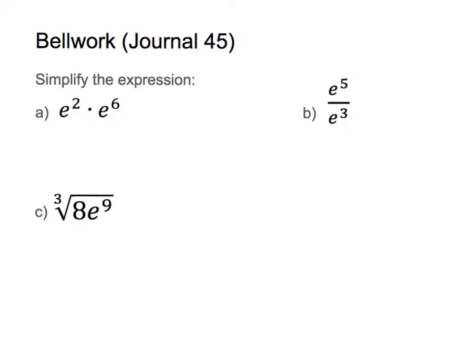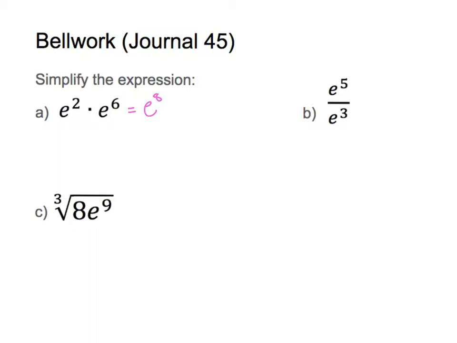Okay, so we're going to start with today's journal with some simplification problems. And here, you'll see a lot of e's going on for our variable, but just treat them as if they were x's. So the first problem here, we're multiplying two things that have the same base. So if I multiply these two, if they have the same base, I am adding the exponents. So I have e to the 8th power. And that's it. That's simplified.